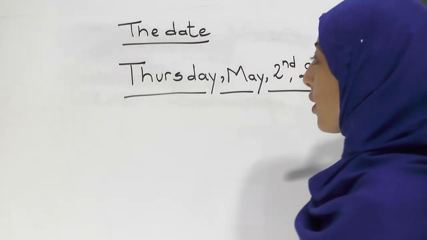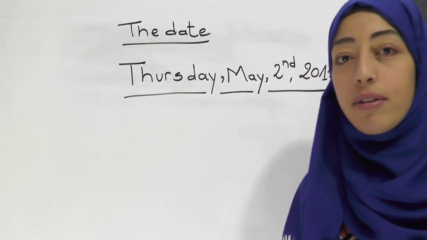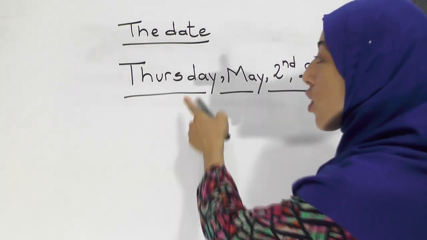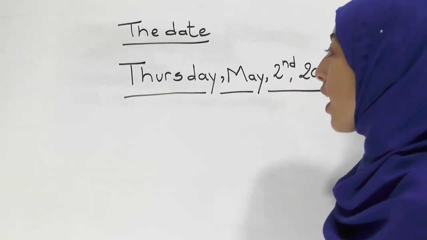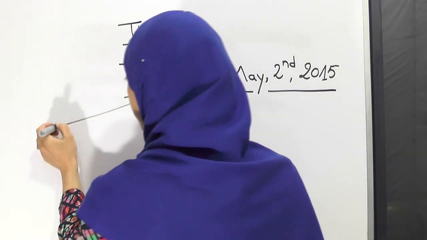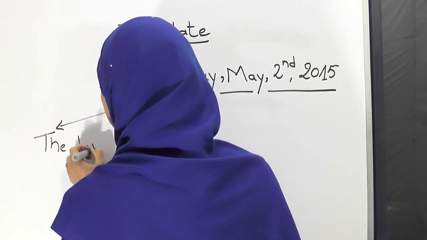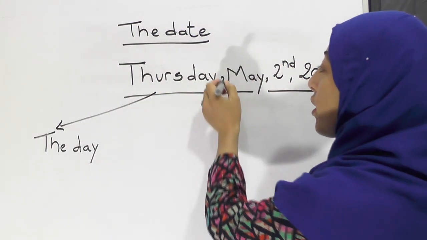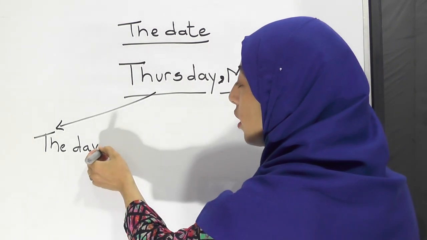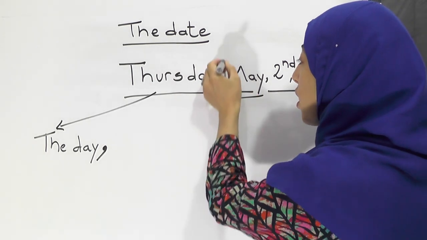So notice with me. The first thing we write in the date is the day. We took together the days of the week. And this is Thursday. Okay? We start with the day. After the day, you put a comma. And after that you have the month.